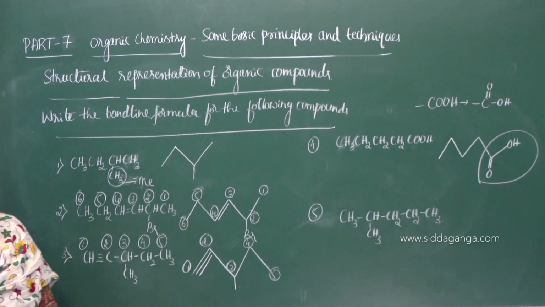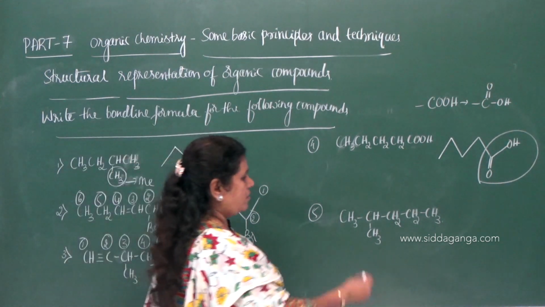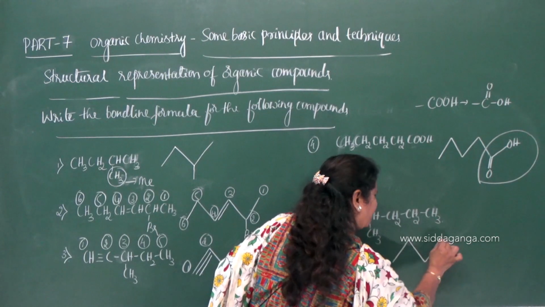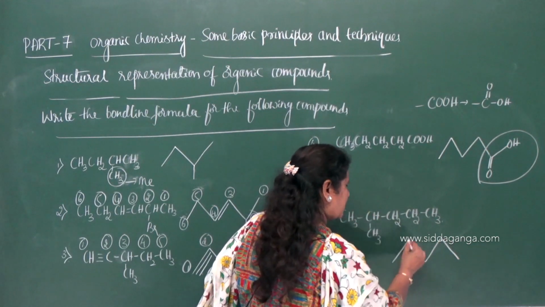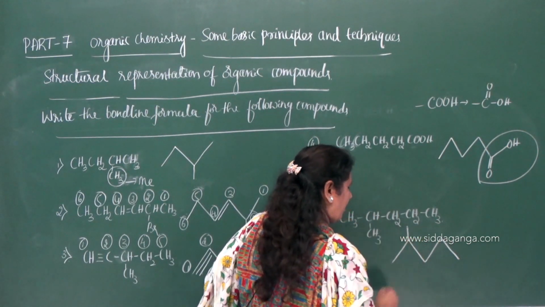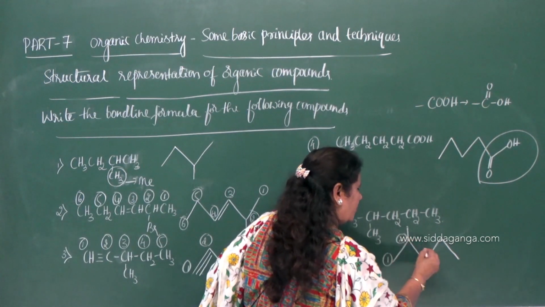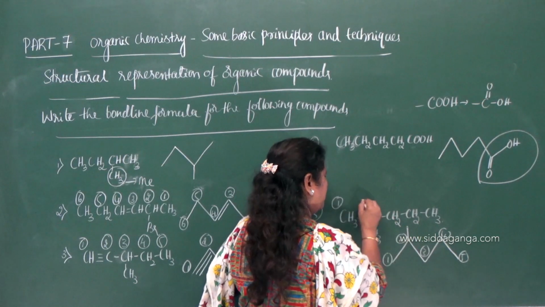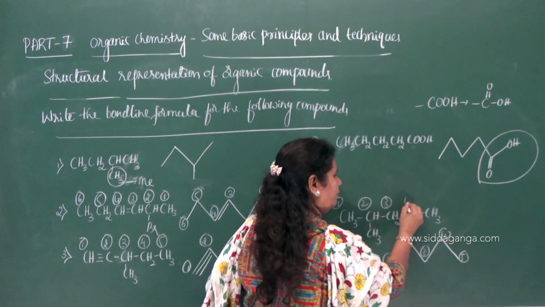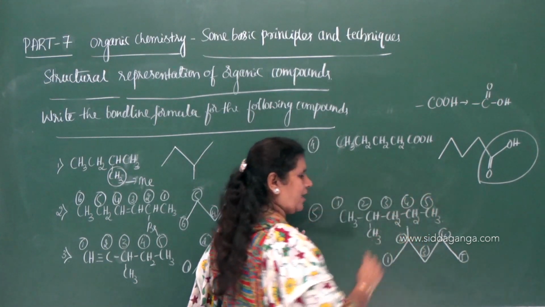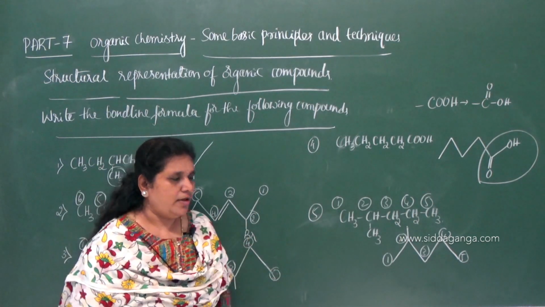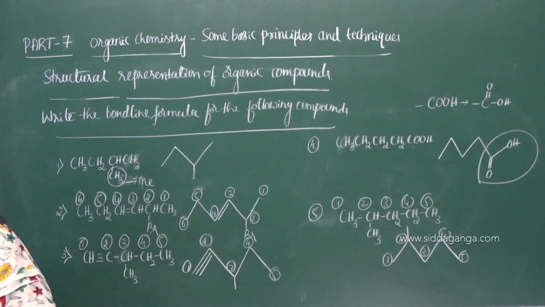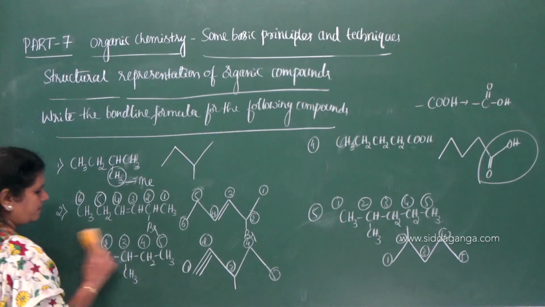Similarly, the fifth one. So 1, 2, 3, 4, 5. At the second carbon we have a methyl group. At the second carbon we have what? A methyl group attached to the carbon. Now let us move on to a few more examples.